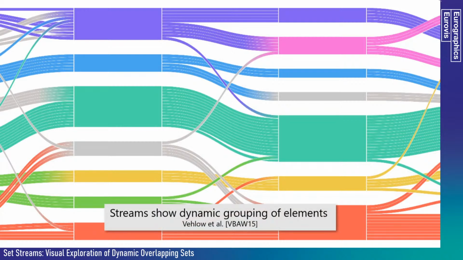Streams like these can show how elements change their grouping across time. On a timeline from left to right, you can follow individual elements. These elements, for example, might represent researchers working together on different topics. Over time, they shift their research focus and collaborators. While this representation is easy to understand and applicable in many scenarios, it comes with an inherent limitation.